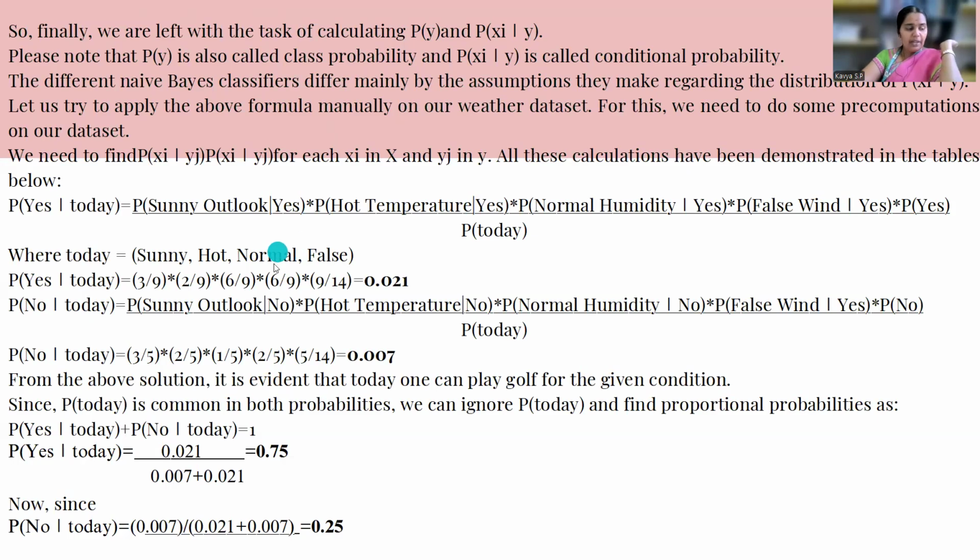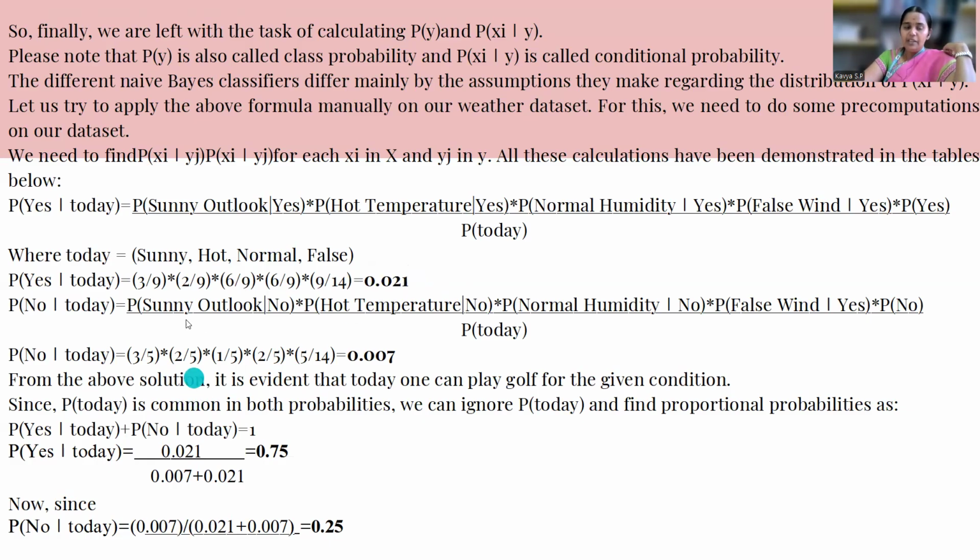Now I'll identify the probability of yes on a sunny day, the probability of yes on a hot day, the probability of humidity being normal with respect to yes, the probability of no windy day, and yes, on a no windy day I have played golf, right? So these are the values that are multiplied by the probability of yes. These values I'll take from the conditional probability and prior probability table which we have seen in the previous slide. So the resultant value is 0.021.